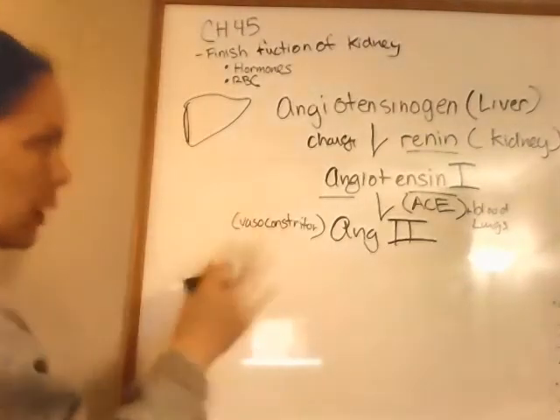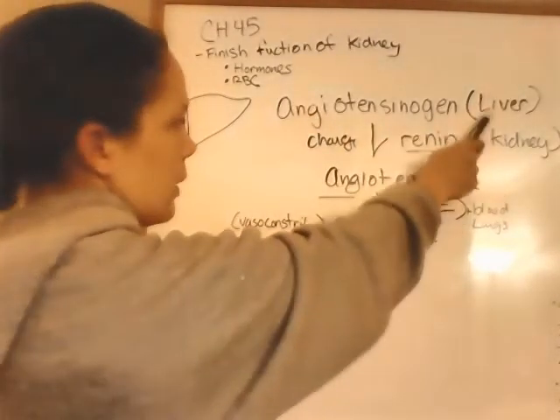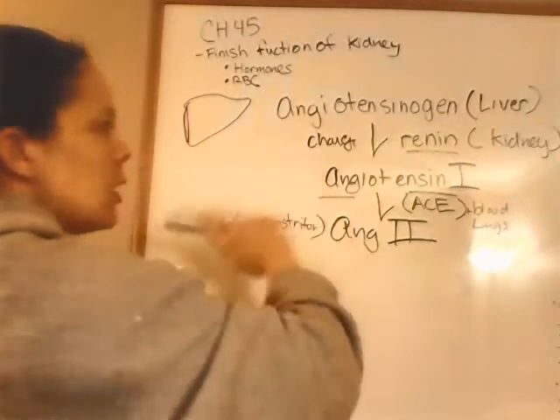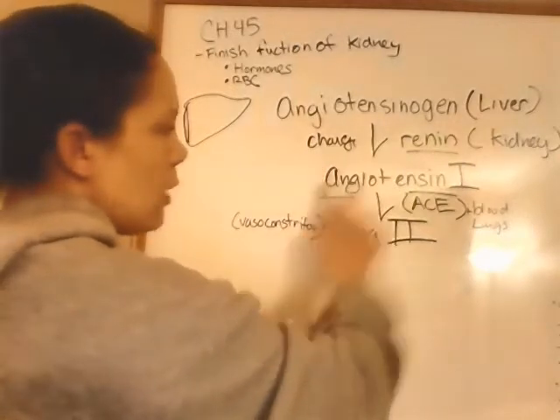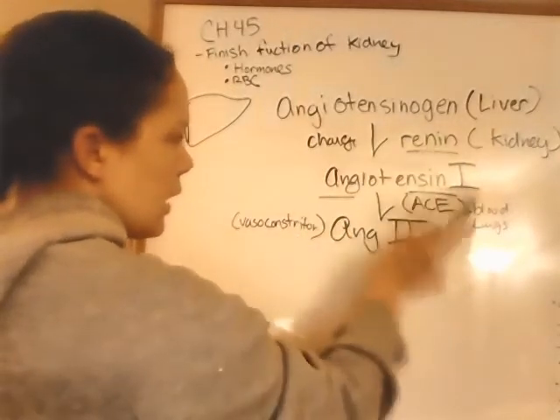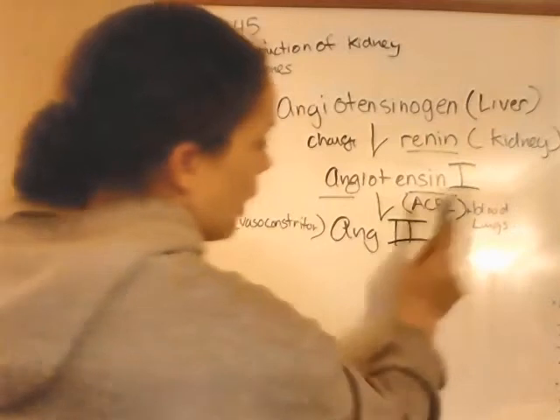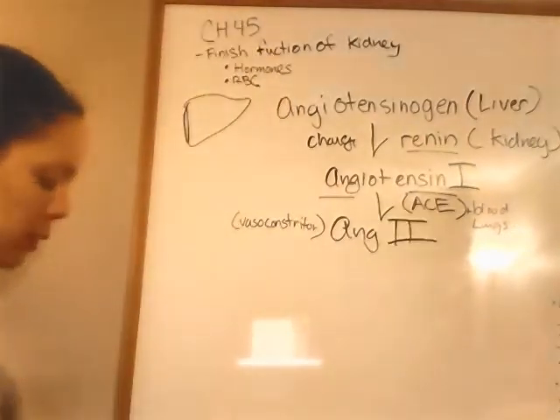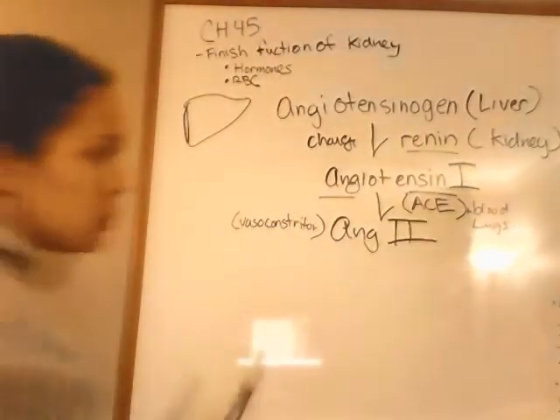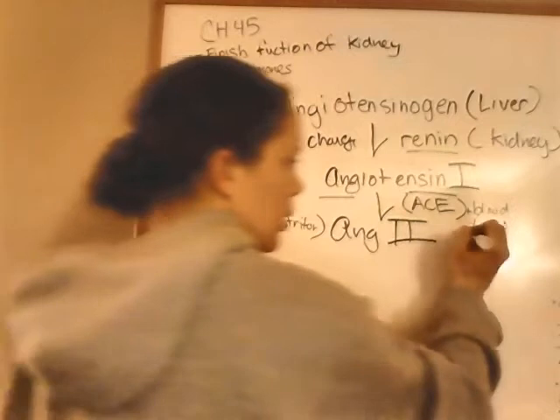So last time, angiotensinogen produced by the liver. All right. It changes to angiotensin 1 through renin, which again is changed to angiotensin 2 by ACE. Okay. And again, ACE is in your blood vessel lining and your lungs predominantly. So just think about lungs. That's important. Think about your lungs.